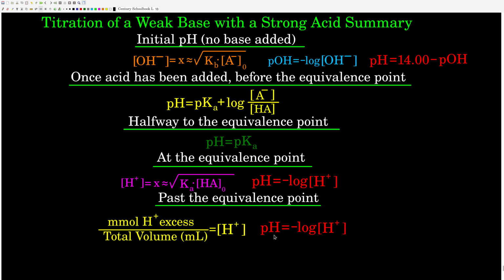So the key to these acid-base titrations, and this is a big deal right here, is knowing what's in that beaker. Are we starting with a base or are we starting with an acid? And then where are we on that curve? Are we at the beginning? Are we before the equivalence point? Are we halfway to the equivalence point? Are we at the equivalence point? Or are we past the equivalence point? Once you know that, then this tells you how to calculate the pH at whatever point you're at. And that's all there is to that, guys.